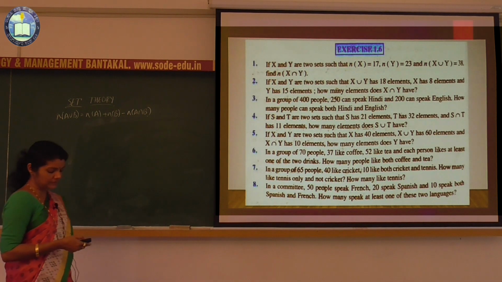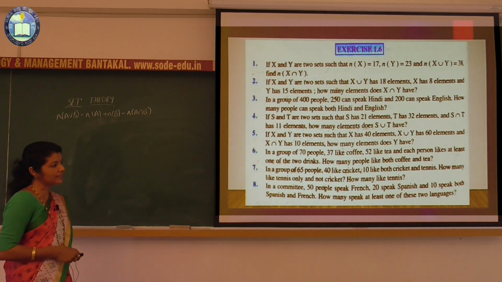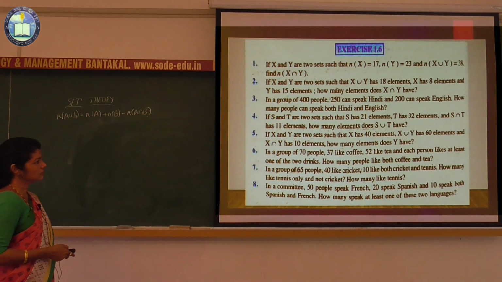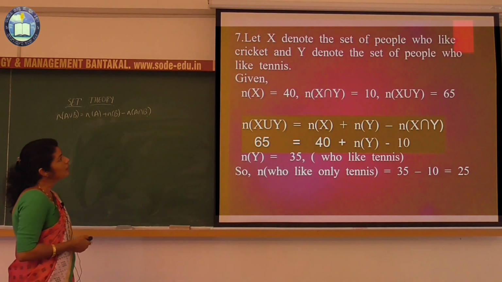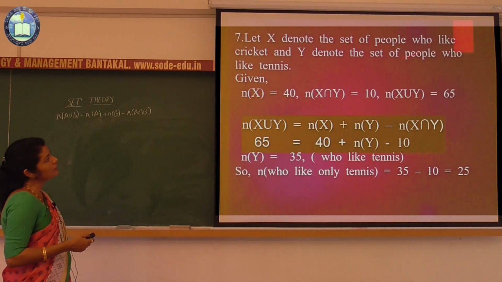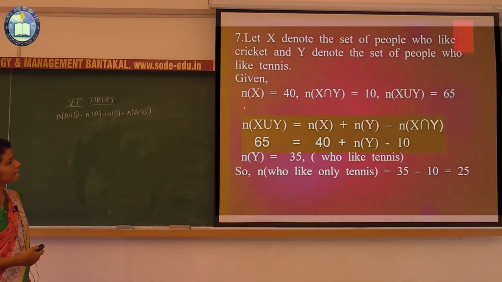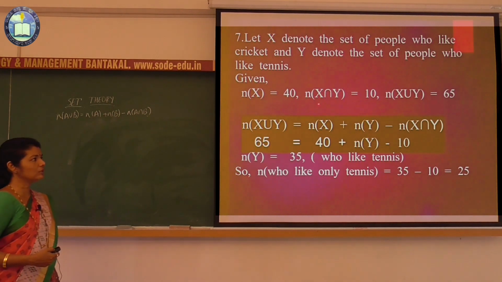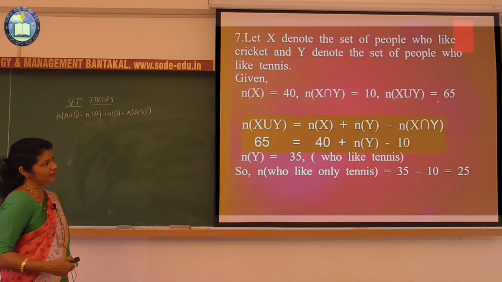So now if you observe the statement, how many sets are there? 2 sets. Number of people related with cricket, number of people with tennis. See here. X denotes the set of people who like cricket. Y denotes the set of people who like tennis. So n of x is 40. n of x intersection y is 10, the number of people who like both cricket and tennis. n of x union y is 65.